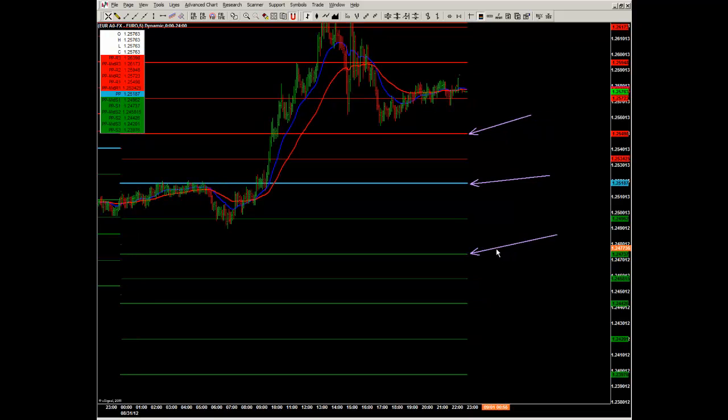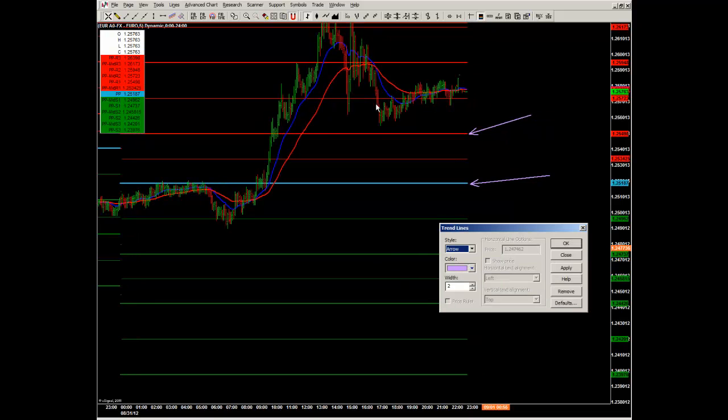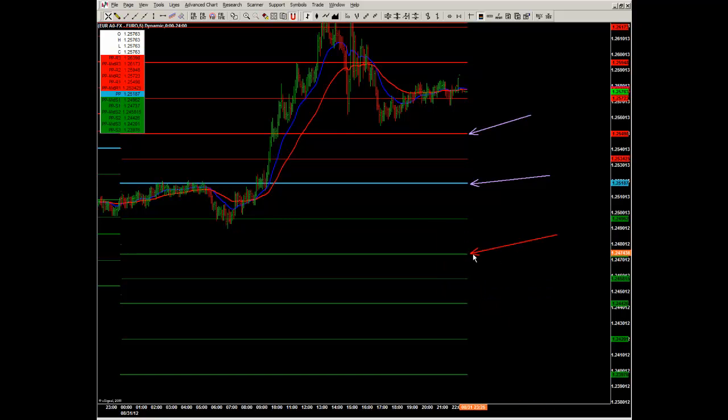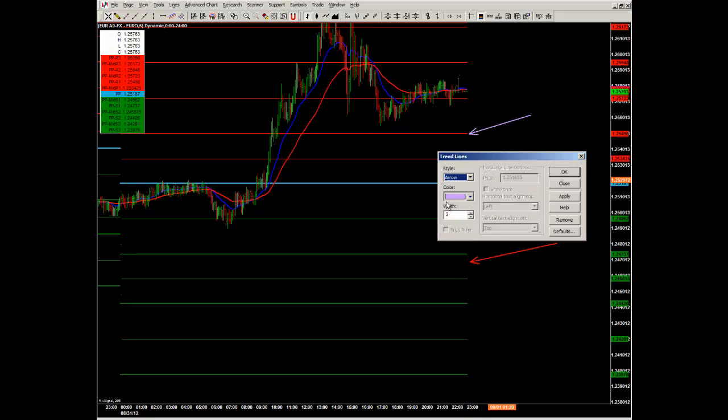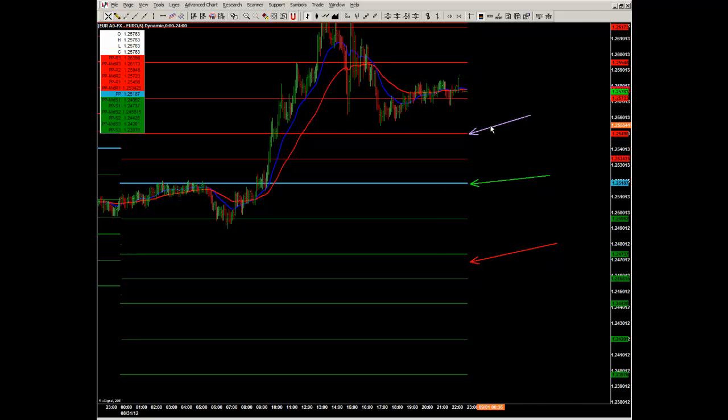In this particular example, if we were going long, that would be our stop over there. In fact, our stop would be 5 pips below that. And that would be our entry, which I'll make green. And our target would be 5 pips below here.